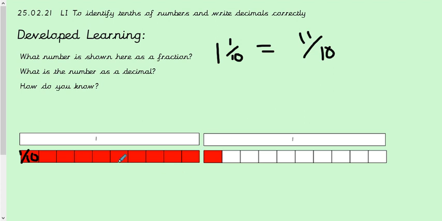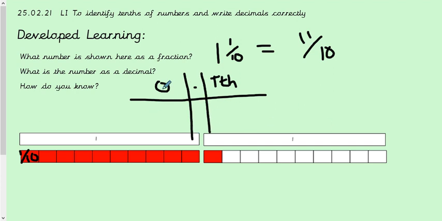The decimal part: now if you had a place value grid where you had your ones and then your tenths, like that, you would have one whole, because you can see it takes up one whole, and there's one left over. So the number would be 1.1 as a decimal. Because there's one whole shaded, and there's 1/10 left over, it's 1.1.